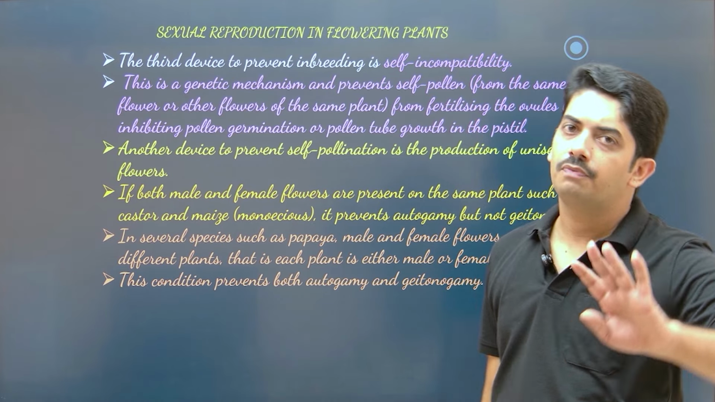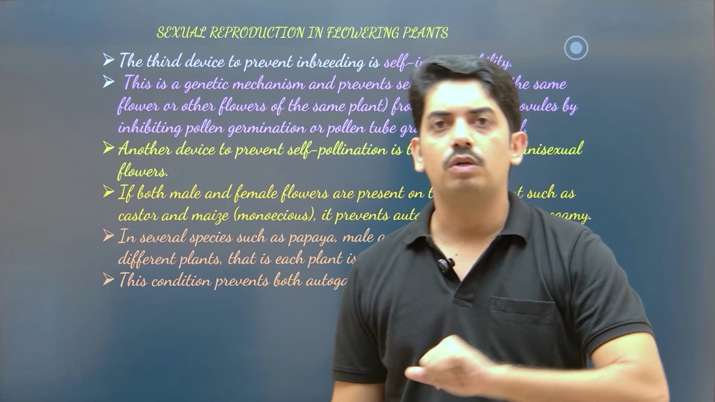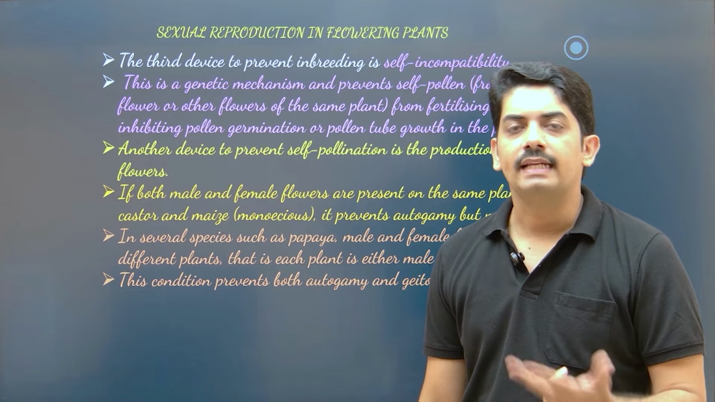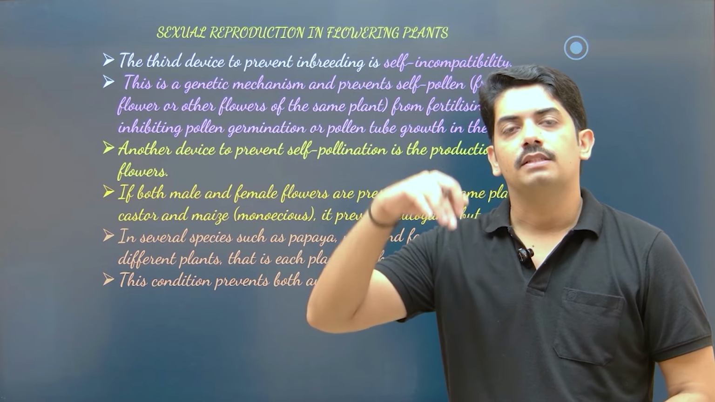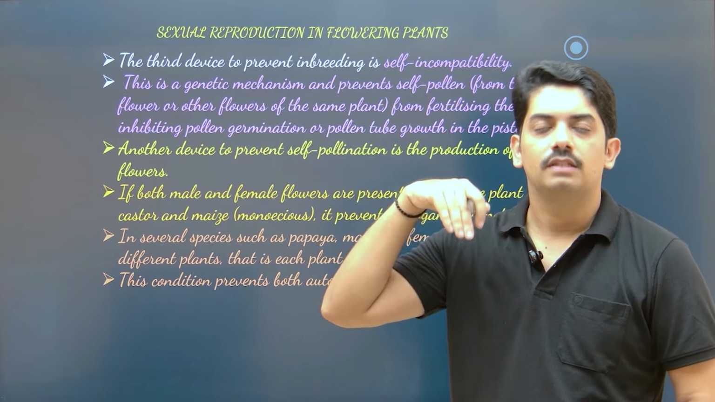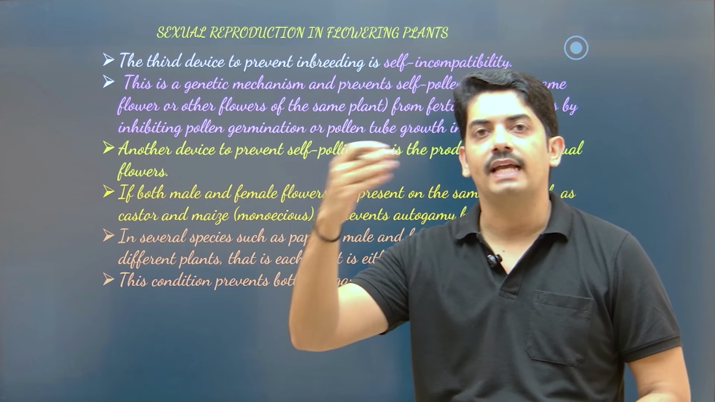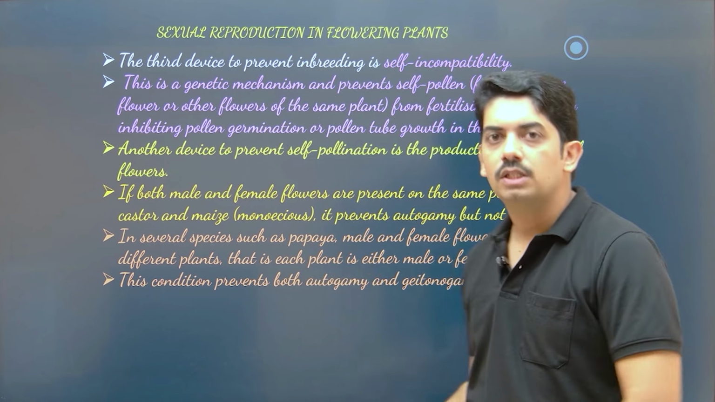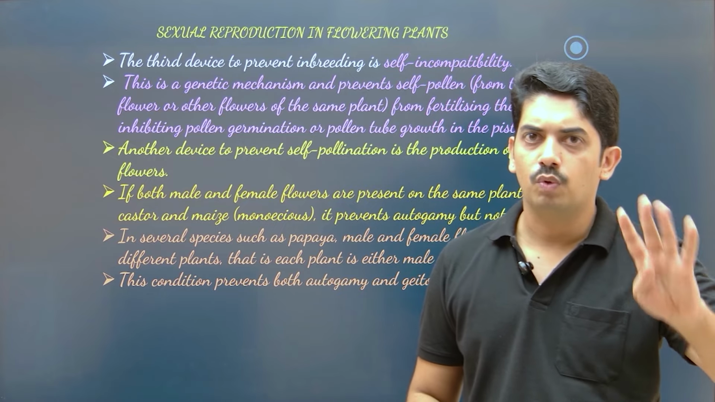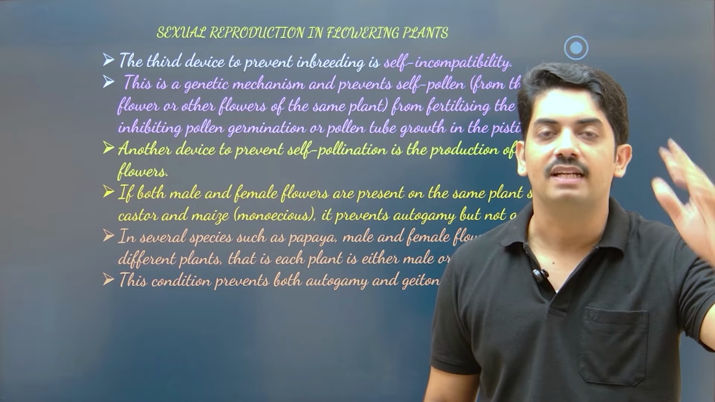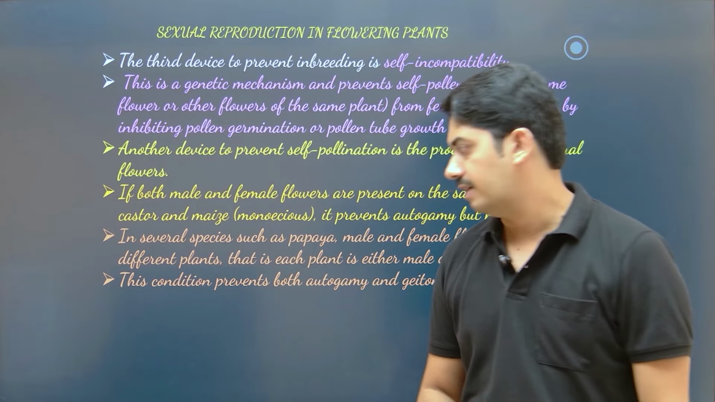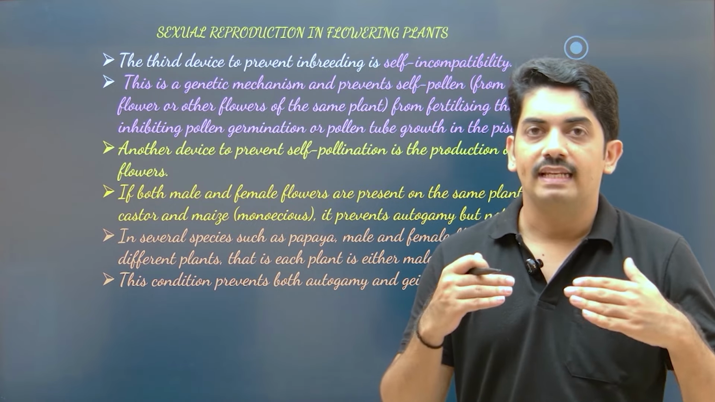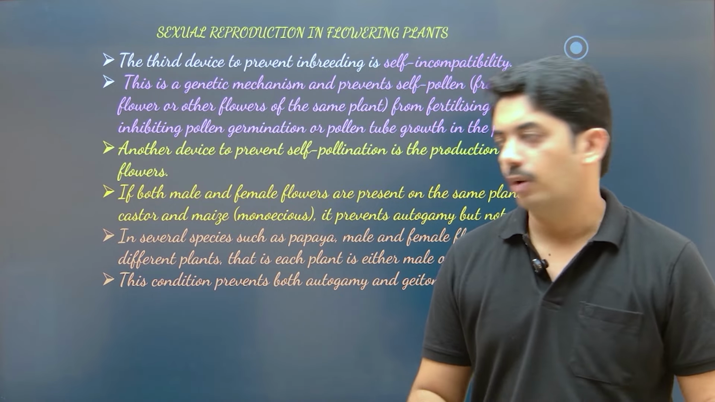So far we studied four different types of outbreeding devices. The first one is protandry and protogyny. The second is heterostyly, which means the length of the anther and filament and the length of the style is different. The third one is self-incompatibility, and the fourth one is unisexuality. Remember these four words, keep them in your mind. It's a very important topic. So what is the most important aspect of outbreeding devices? To encourage cross-pollination over self-pollination.